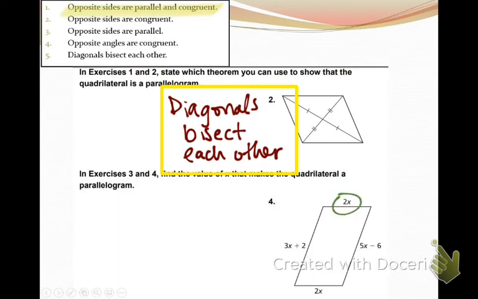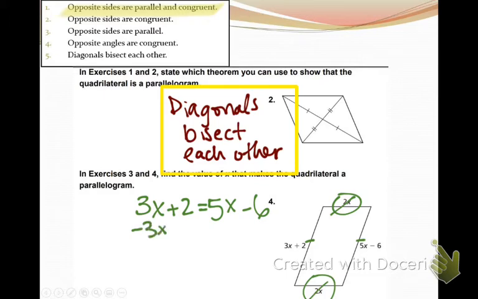Good. So some students would try to set these two equal, 2x and 2x. Though technically the sides do equal, what would happen if I set 2x equal to 2x? It would cancel out, it'd be awkward, and it's not going to work. So, you're going to set the other sides equal. 3x plus 2 equals 5x minus 6. I'm going to move my smaller x, which here is 3x. So 2 equals 2x minus 6.